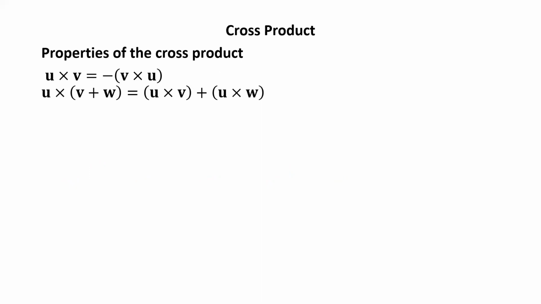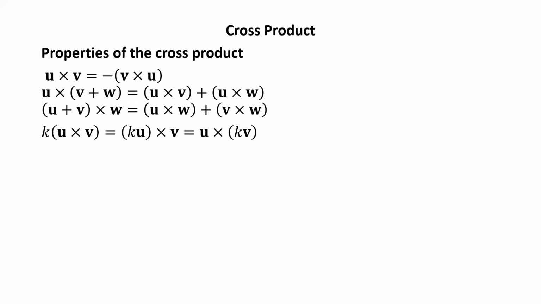Okay, u cross (v plus w) is u cross v plus u cross w. This says that the cross product is left distributive over addition. The next one says that the cross product is right distributive over addition. (u plus v) cross w is u cross w plus v cross w.